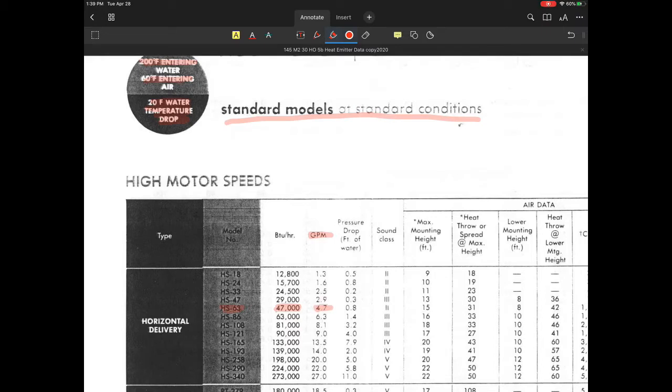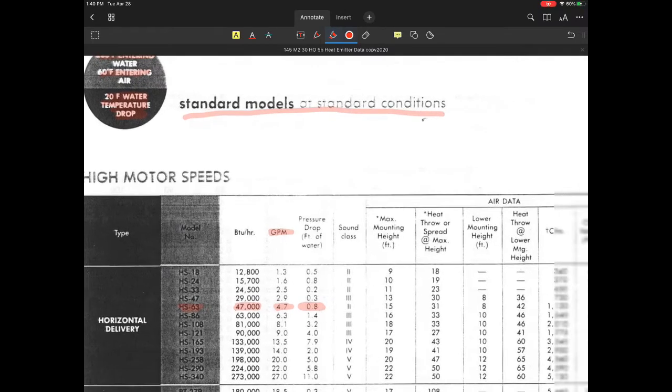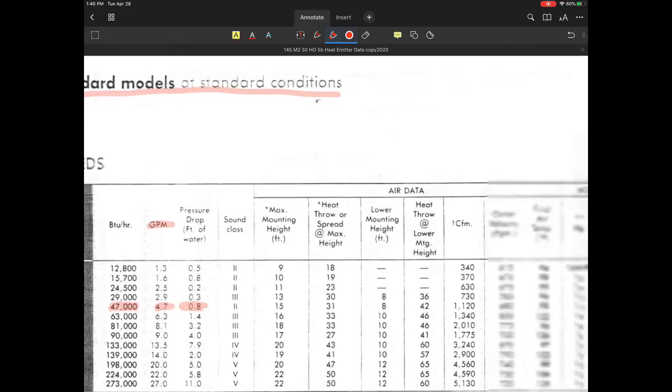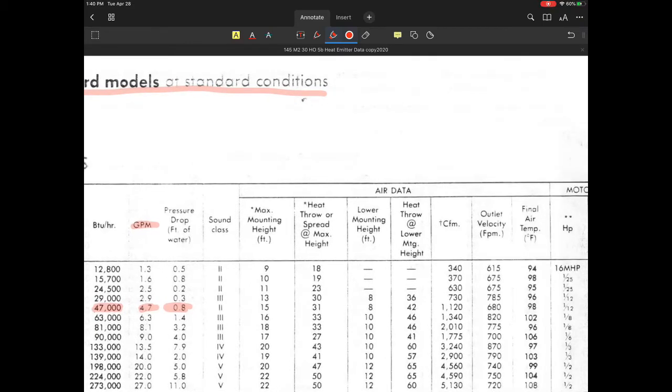So the GPM that you would need in order to achieve that would be about 4.7 gallons a minute. The water side pressure drop would be roughly 0.8 feet of water, or feet of head. And of course, if I continue further, there'll be some other data identified here that you may or may not be interested in. Specifically the airflow. One of the things about unit heaters is the airflow is a constant, because of the prop fan. There are no variable speed fans that we typically use.